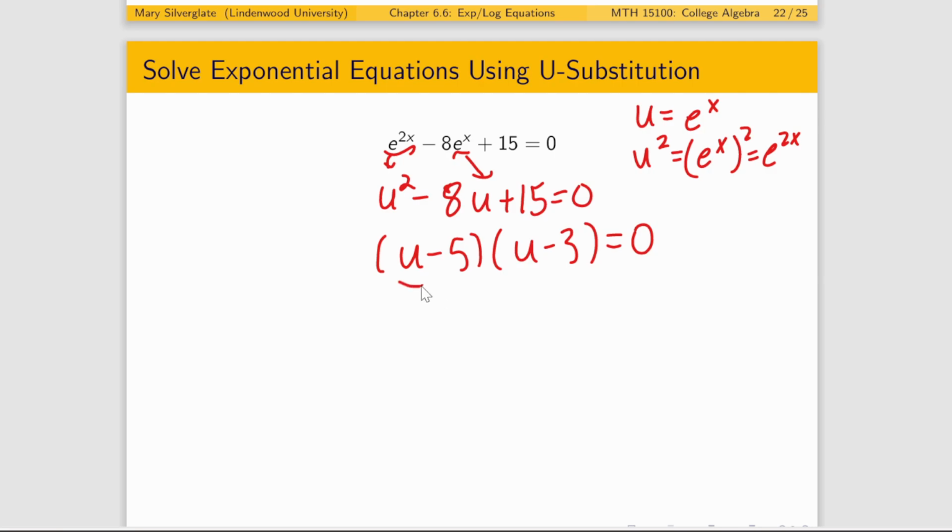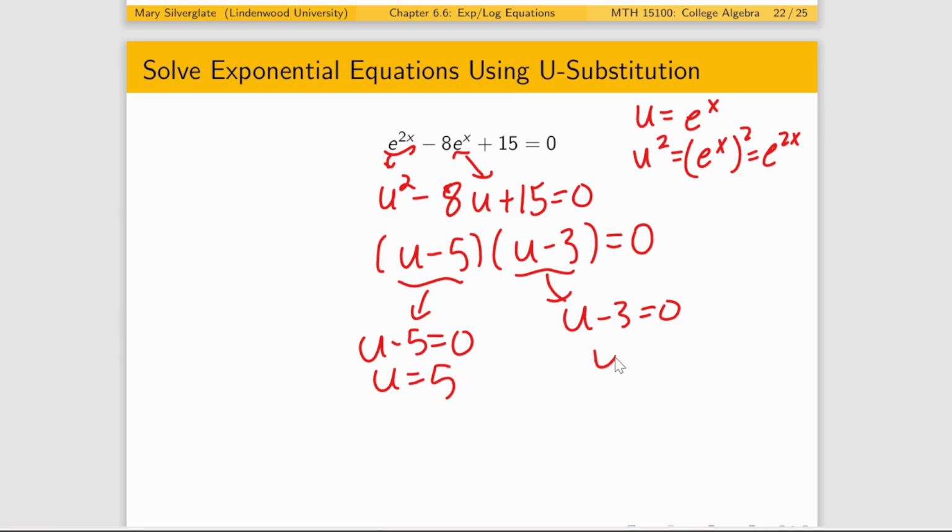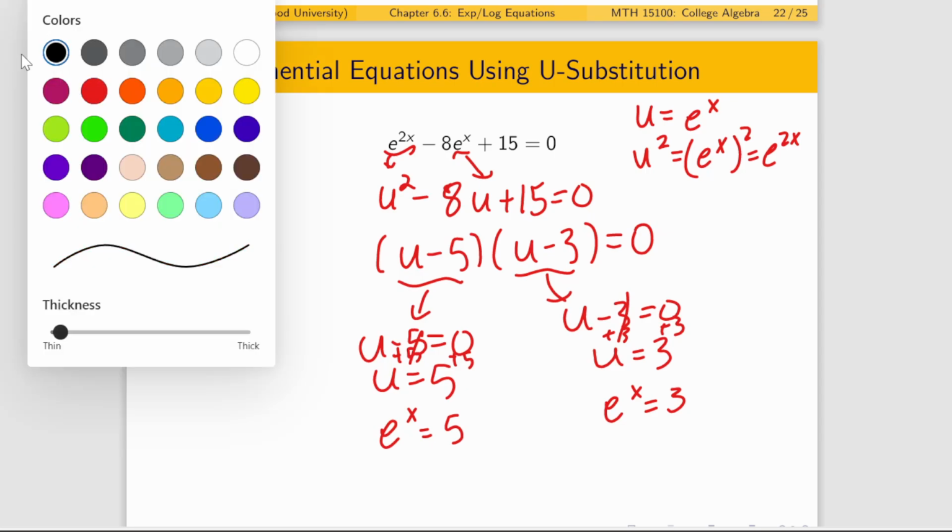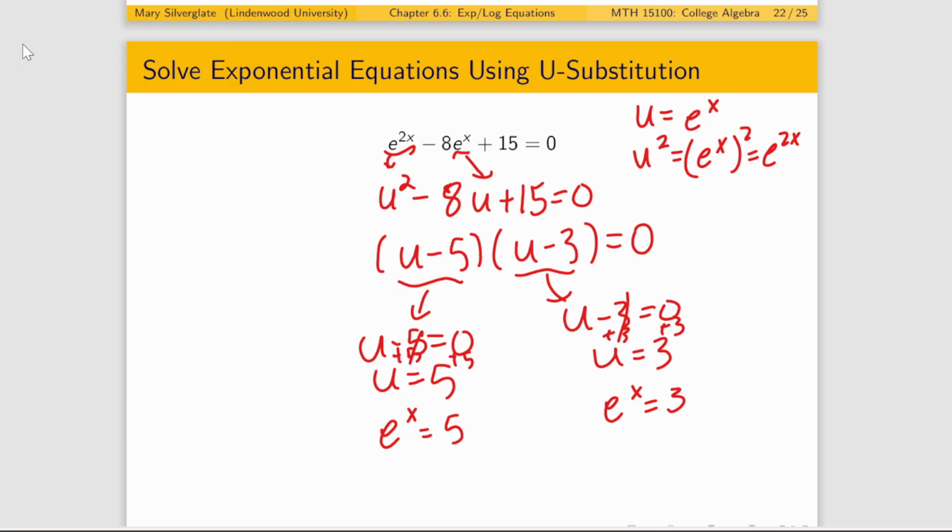Now I can set up my two mini equations. So then I have u minus 5 is 0, u minus 3 is 0. So u is equal to 5, and u is equal to 3, adding 5, adding 5, adding 3, adding 3. Now I replace u with what it actually is, which is e to the x is 5, and e to the x is 3. In this case, I can't cleanly rewrite these both in terms of powers of e, but I can undo that exponent with a natural log.